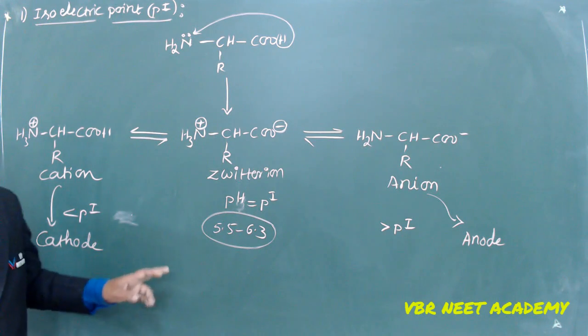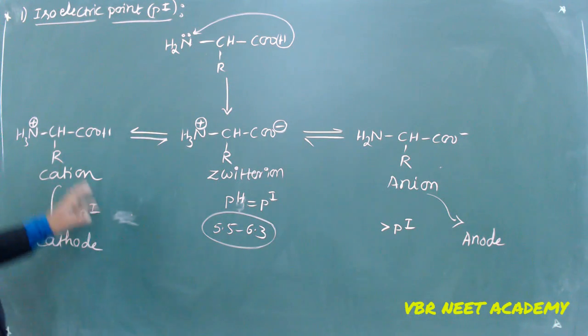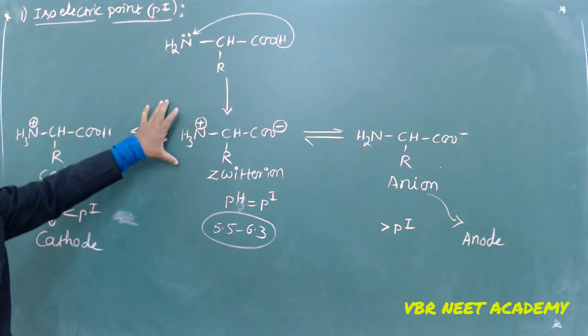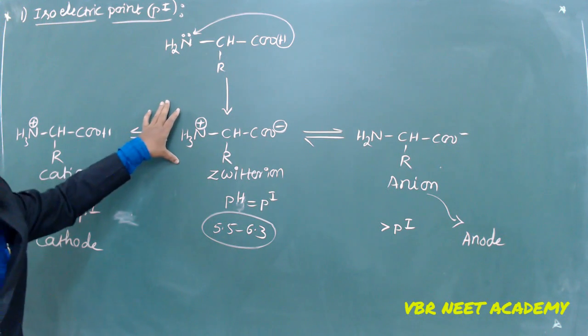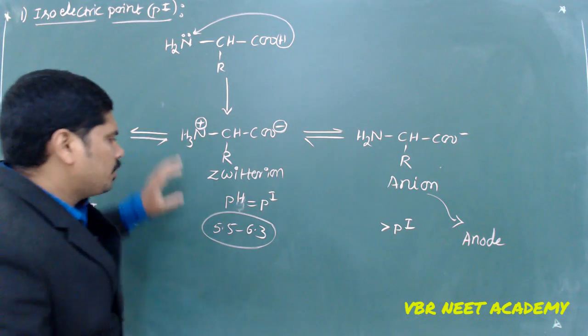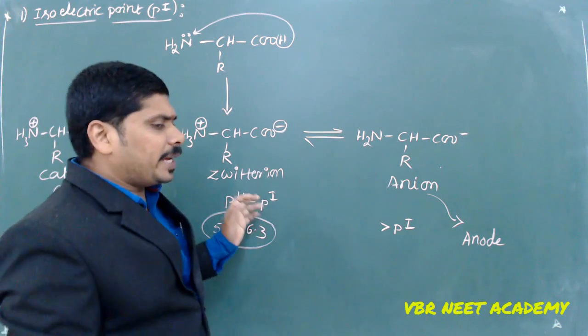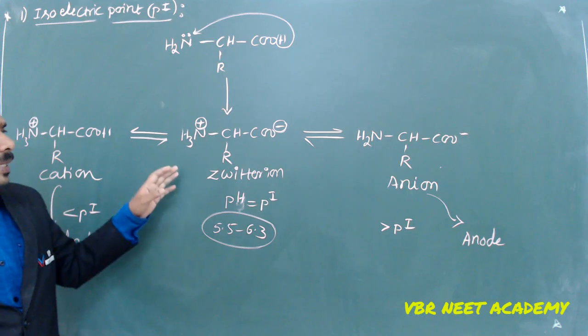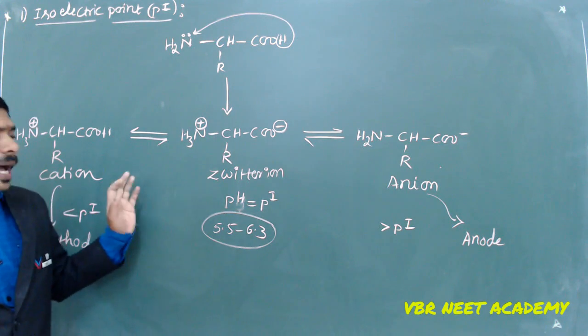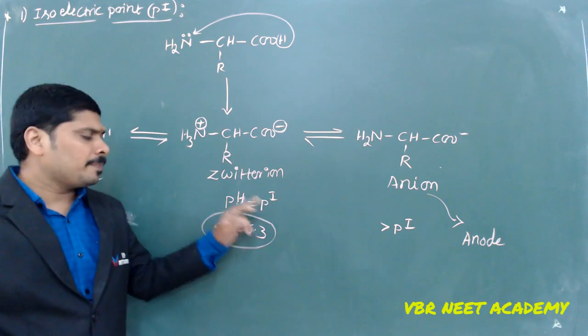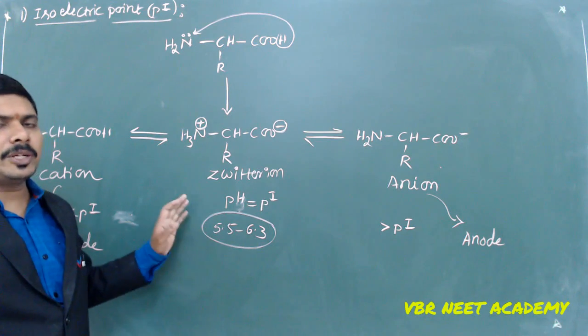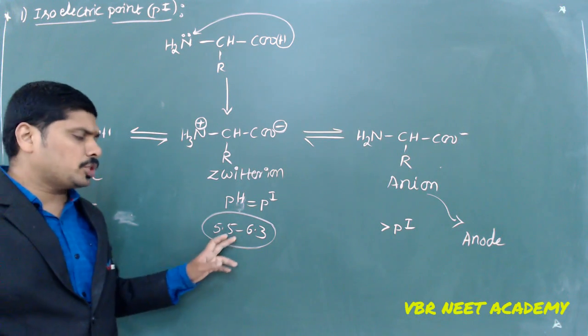So these are the questions we can get from this particular point. A zwitterion is a compound where we have both positive charge and negative charge, which is also called an inner salt. The pH at which it exists in zwitterionic form is called the isoelectric point, Pi. The Pi for a neutral amino acid is usually 5.5 to 6.3.